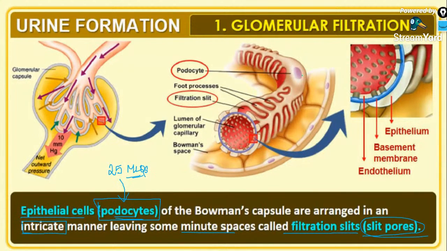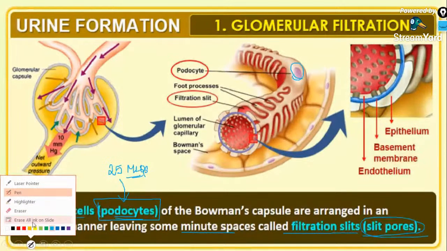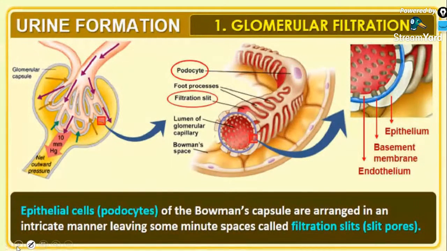Okay, this is the podocyte. So the podocytes, or the epithelial cells of the Bowman's capsule, are arranged in an intricate manner, leaving some minute spaces in between called the filtration slits or the slit pores. For the filtration to happen, there should be filtration slits, right? So this curved portion is the filtration slit or the slit pore. It is where the filtration is going to happen.